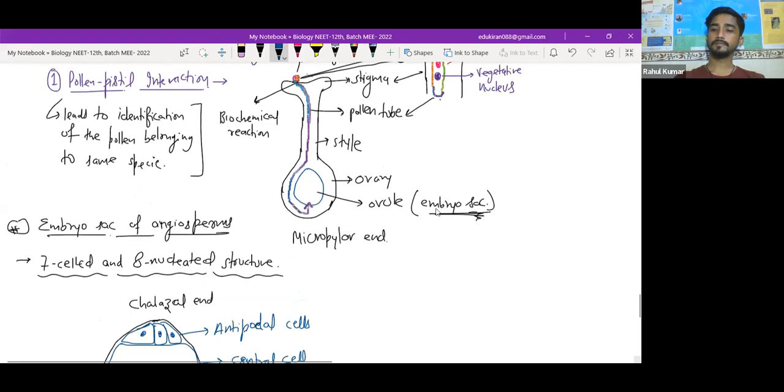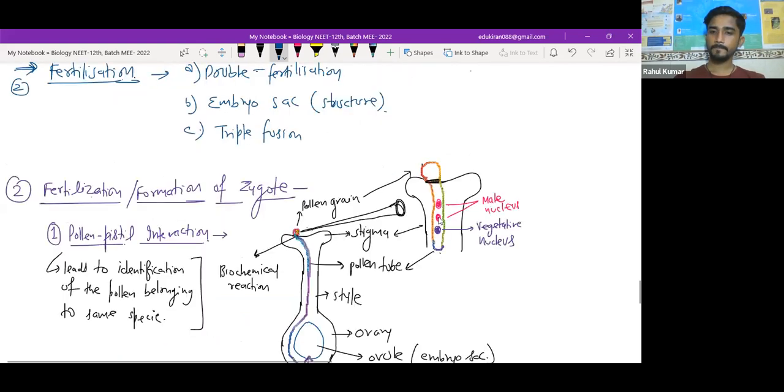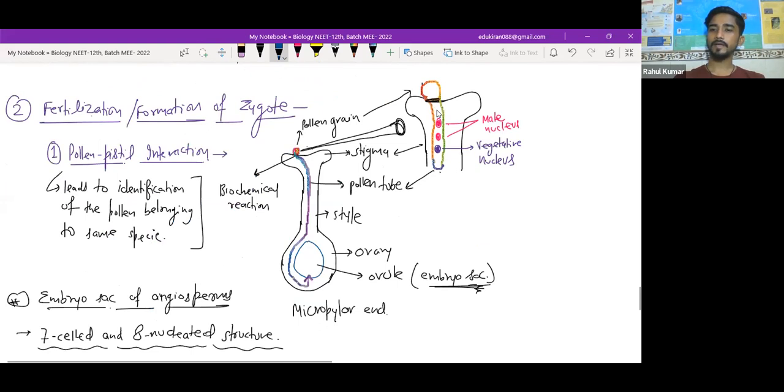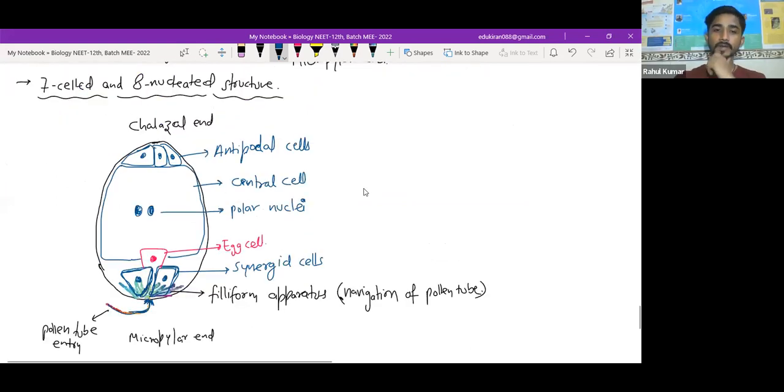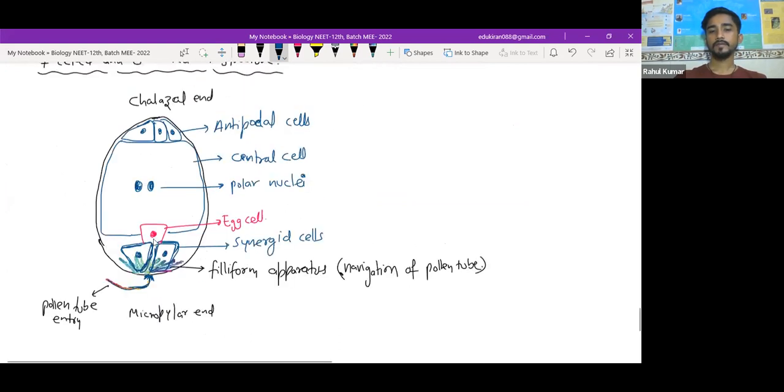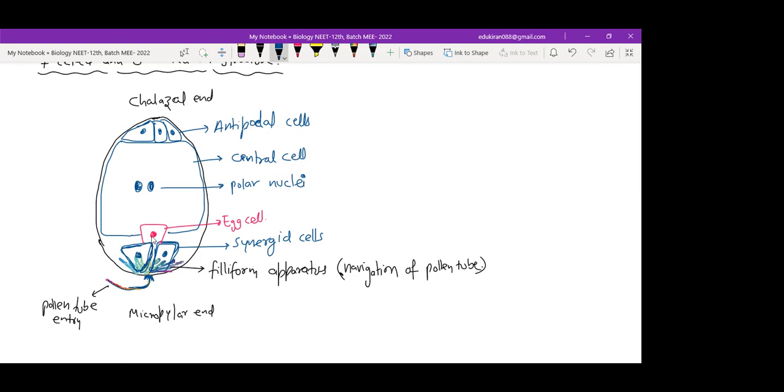How many male nuclei are there? 2, right? So how many fertilization events do you expect? 2, right? Because 2 male nuclei, both of them can fertilize with something. But how many egg cells are there in the embryo sac? Only 1 egg cell is there.